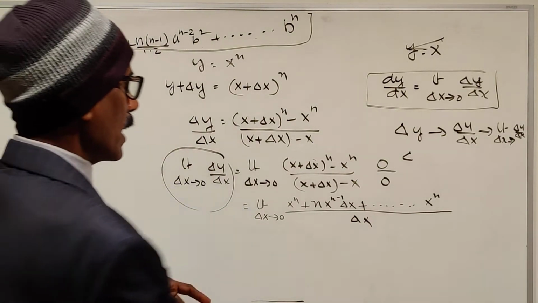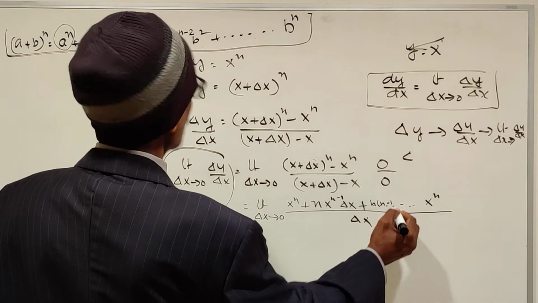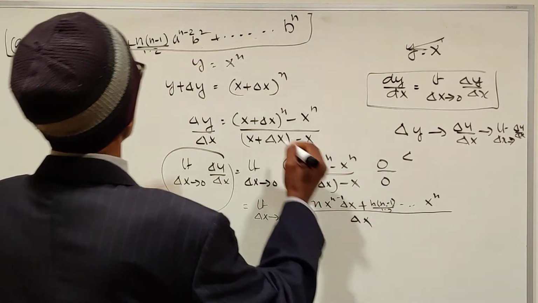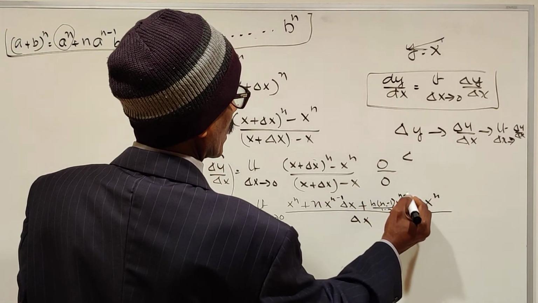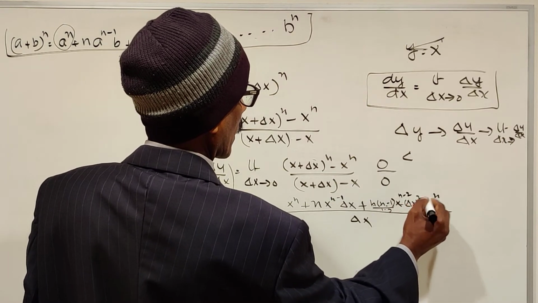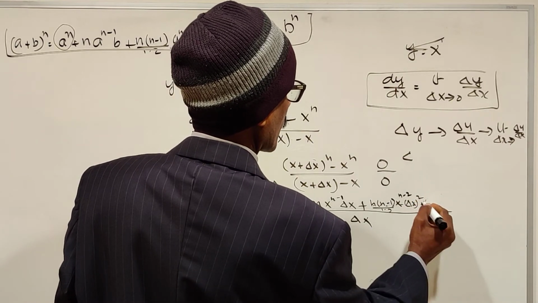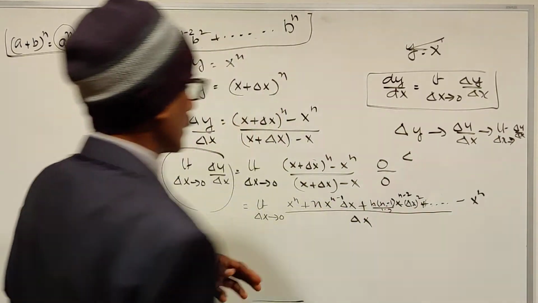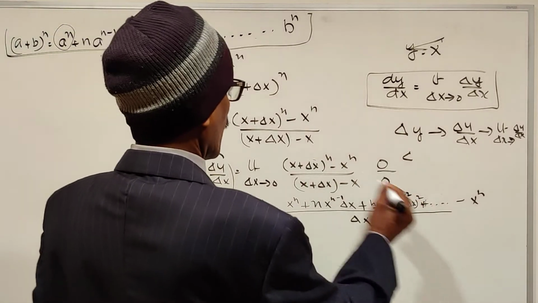If you write the second term, that's good, n into n minus 1 by 1 into 2 into x raised to n minus 2 b square, delta x square, plus etc., minus x raised to n. See, this is binomial expansion. Binomial expansion. What is the last term?